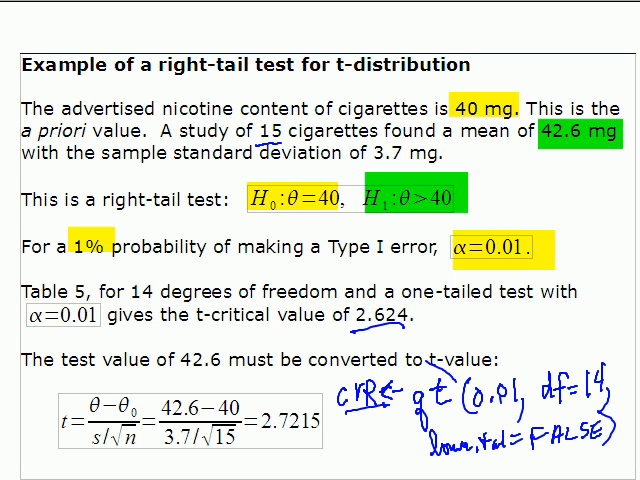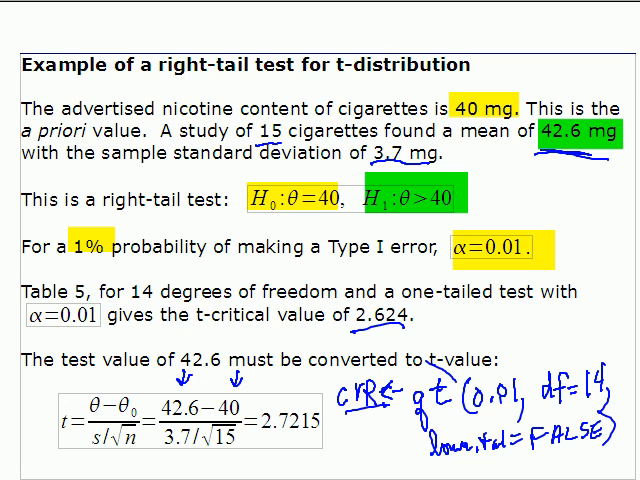Now, because you have to use standard deviations with t, you have to take that test value, which was 42.6, and change it into a t value. So 42.6 minus 40 divided by 3.7, which was the standard deviation of the sample, divided by the square root of 15, and that came out to be 2.7215.